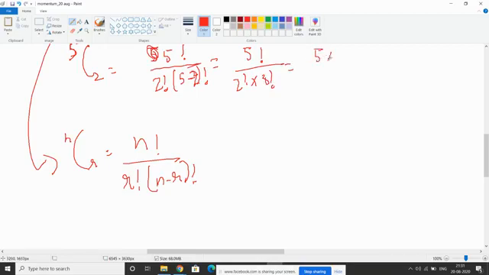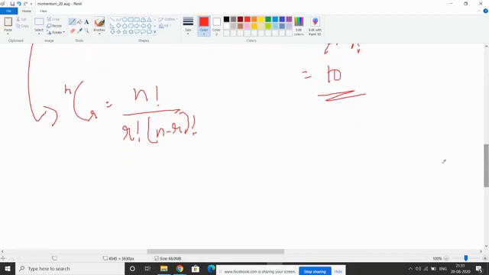So 5 factorial is 5 multiply 4 multiply 3 factorial, divided by 2 multiply 3 factorial. 3 factorial gets cancelled, and 4 divided by 2 is 2. So 5 multiply 2 is 10. So 5C2 is 10.